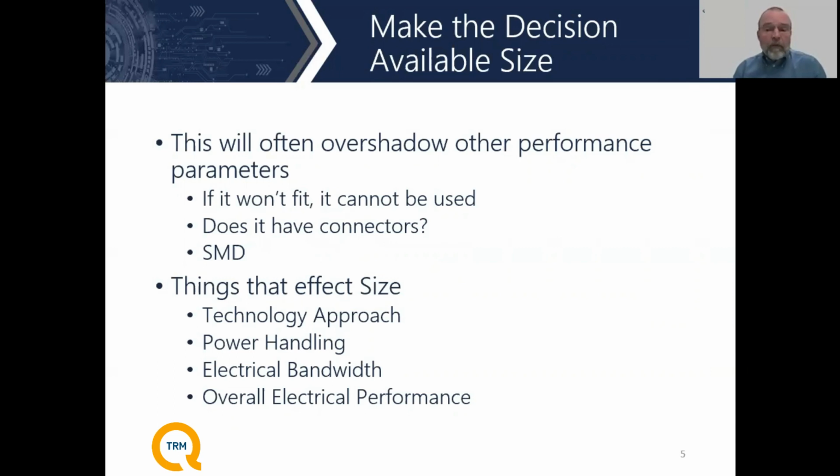If the real estate available is only for an SMD surface mount type device and very, very small, then clearly a large distributed connectorized part will not work in the system. We have to go through there and see really, is this part of a system where it's going to be mounted out by an antenna array, in which case you want a coaxial sort of device, or is it something that's going to be inside of an up or down converter, in which case you may want to have something surface mount. Things that affect size are the technology approach.